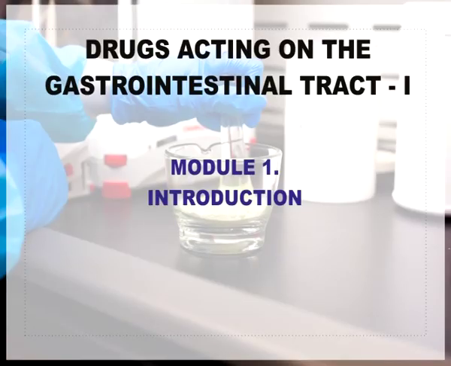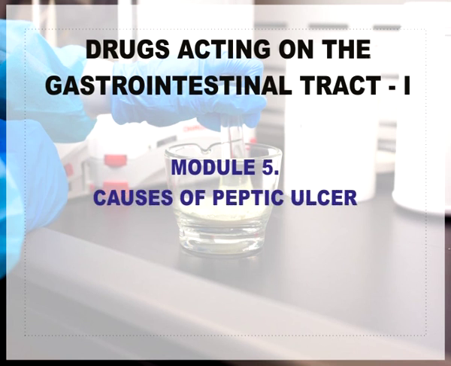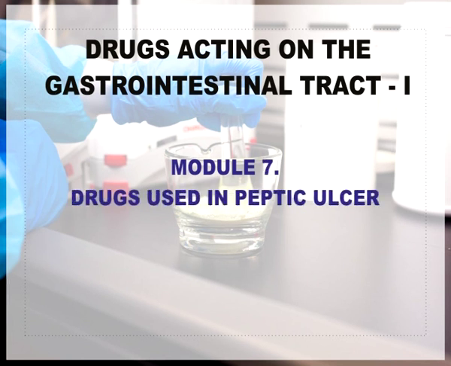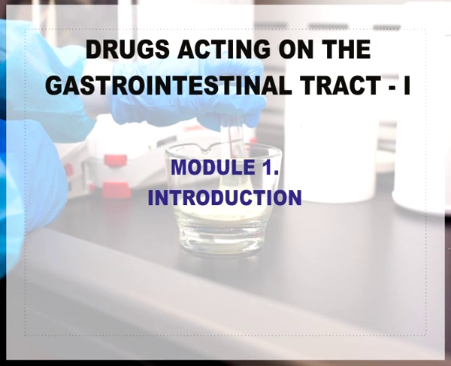Today we are going to learn about drugs acting on the GIT tract: antacids, anti-secretory and anti-ulcer drugs. The topic is divided into 8 modules. Module 1 Introduction, Module 2 Pathogenesis, Module 3 Mucosal barrier, Module 4 Acid pepsin secretion, Module 5 Causes of peptic ulcer, Module 6 Goal of treatment, Module 7 Drugs used in peptic ulcer, Module 8 Prevention of ulcer relapse and its complications.